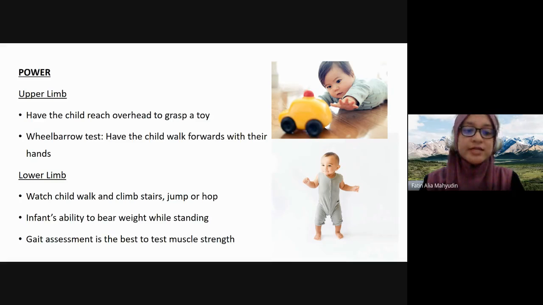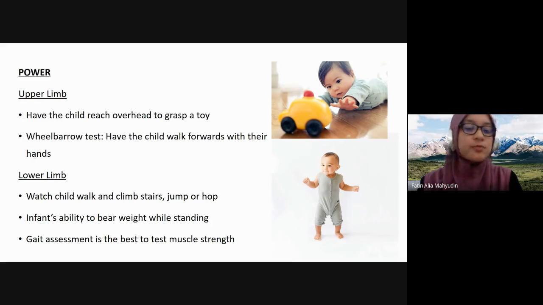However, for infants who still can't walk, climb stairs, jump or hop, we can simply ask their parents to make them stand while supporting them. The infant's ability to bear weight while standing, reflected in the picture here, shows that the muscle strength of their lower limb is normal. Of course, we have to ask the parents to support them.